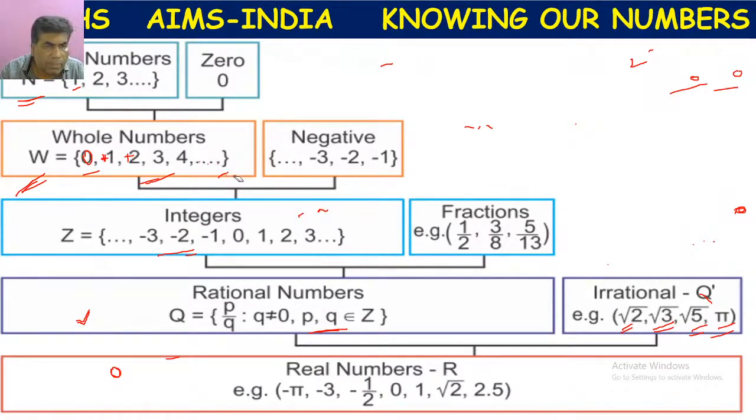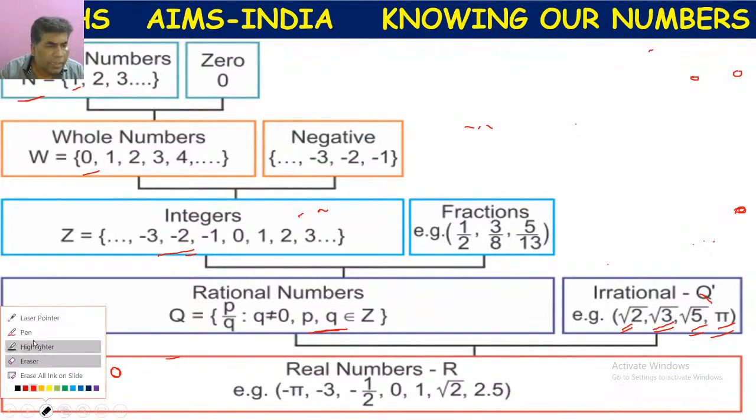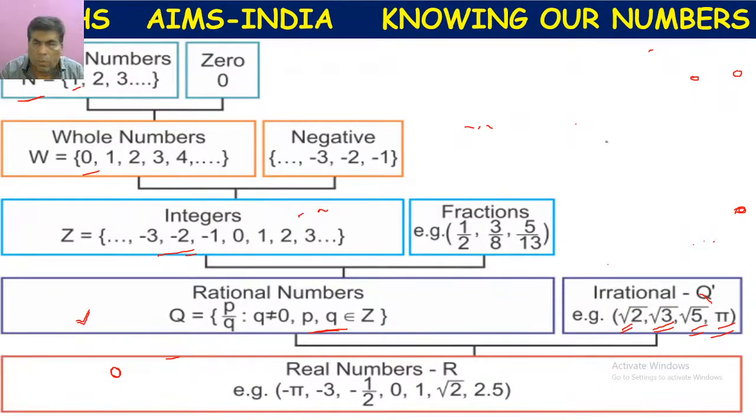Somebody is asking what is meant by a whole number. It means the natural numbers along with 0. Somebody is asking what a fraction is. A fraction means a number which can be written in the form numerator by denominator. Fractions come under rational numbers. Okay, let's go to the next one.